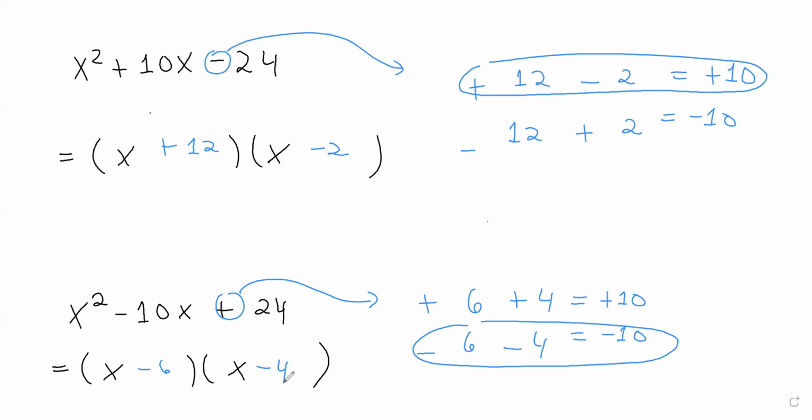Let's try other examples when the leading coefficient is a number other than 1, and then we'll call it a day. Let's make it a little harder. I'm going to do something called the A times C method. So let's do a tricky example where the signs alternate in a given problem.